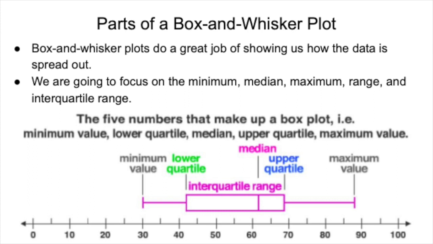Box and whisker plots do a great job of showing us how the data is spread out. We're going to focus on the minimum, or the lowest value, the median, the value in the middle, the maximum, which is the greatest value, the range, which is the distance between the maximum and minimum, and the interquartile range, which is the distance between the first quartile and the third quartile.